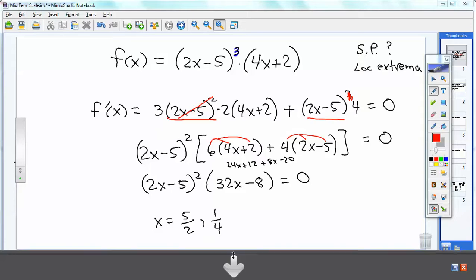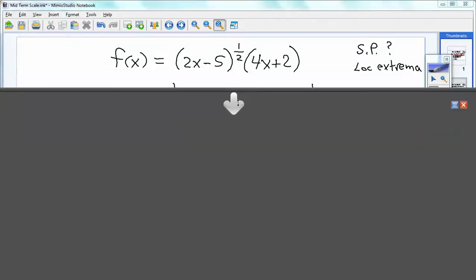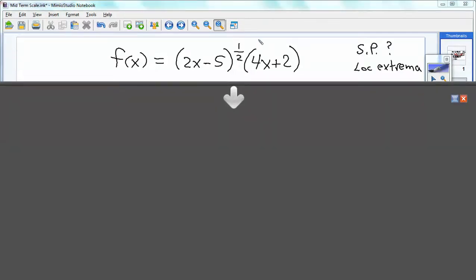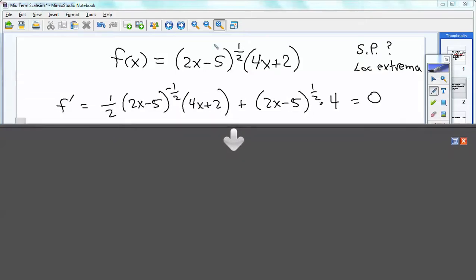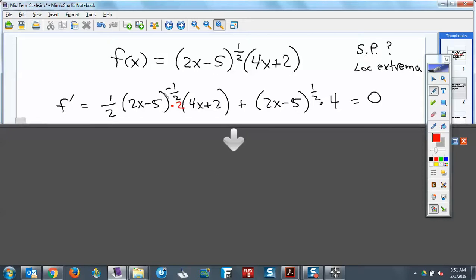But where that gets trickier is when you get a fractional power. But it's the same exact thing. So I'm going to do product rule. So I'm going to bring the 1/2 down, times this, whoops, I forgot my 2, and then drop that to a negative 1/2, times the derivative inside, which is 2. 4x plus 2 left alone, and then this left alone, then the 4.